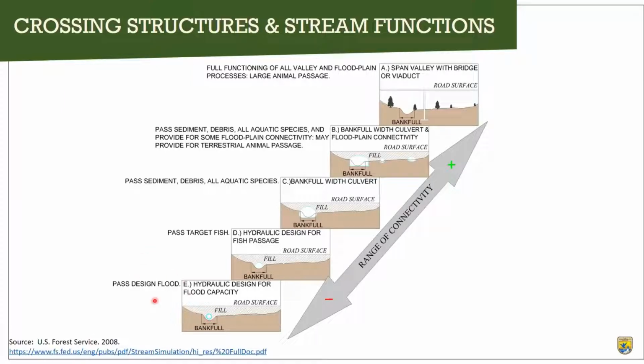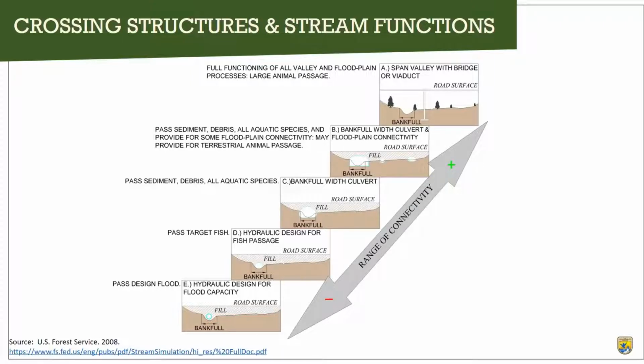At the bottom in detail E, you will see a traditional culvert that is just designed to pass a flood flow. At the top in detail A, we have a bridge that spans the floodplain and has little to no negative impacts on aquatic and riparian connectivity. It would be great if we could afford to put a full valley spanning bridge at every crossing, but we can't. So in order to be able to cost effectively construct most crossings, we end up here in the middle.